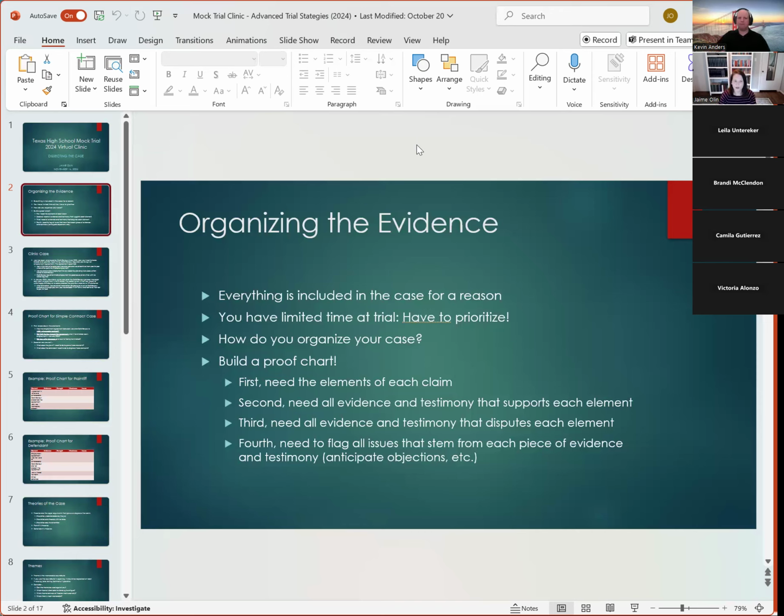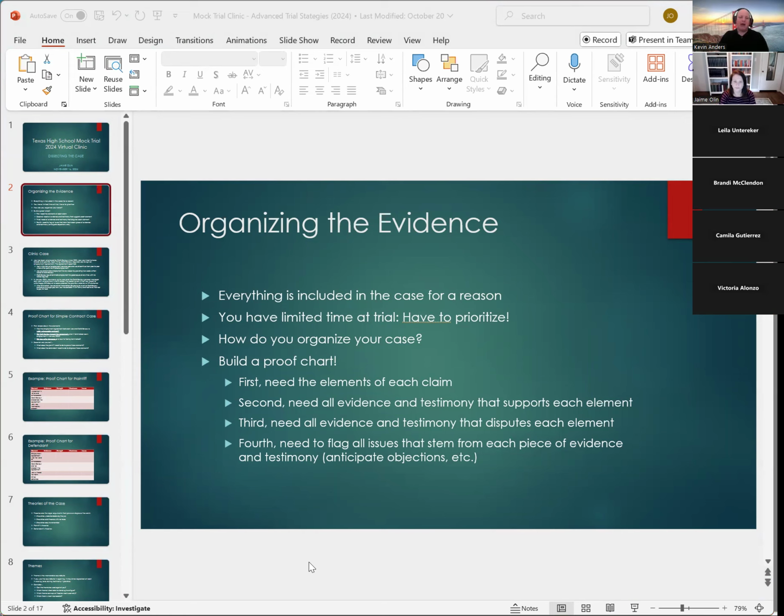Kevin, I know you do participate in writing the case sometimes. Is there anything you want to say about this? Yeah, no, you're absolutely right. Everything is in there for a reason. Some things may be designed to maybe lead you down a path that may not be as fruitful as other things. And it's up to you all to read it and try to understand it and figure that out for yourselves.